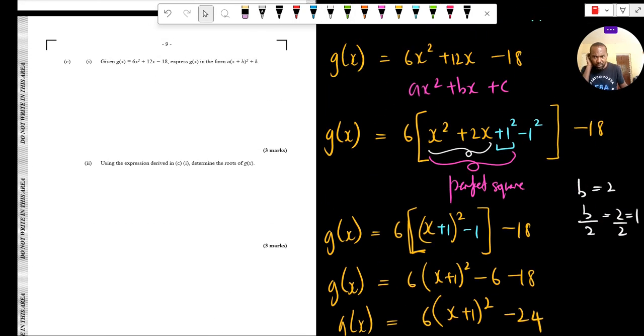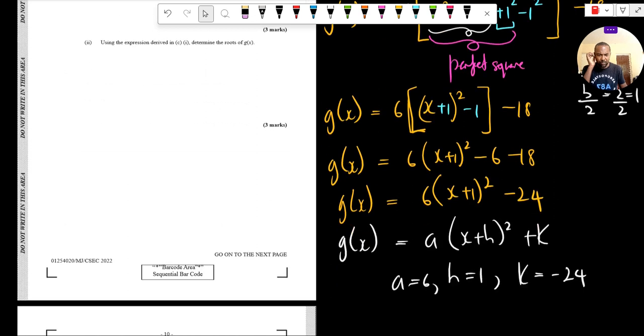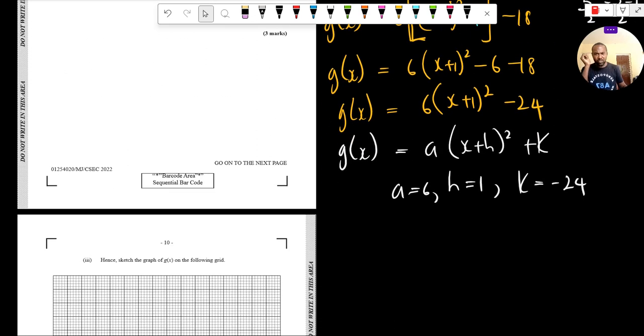Now, what is the significance of completing the square? Let's see what else it asks us to do. They say now, use the expression derived in part 1 to determine the roots of g of x. Before we move on to that part, when you complete the square, what can you actually determine from the completed square version of the quadratic?